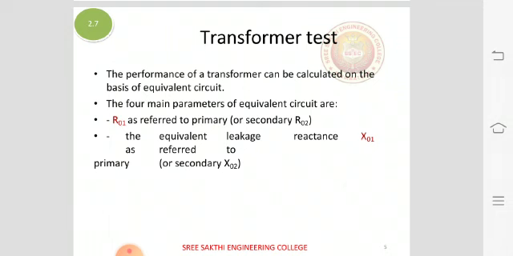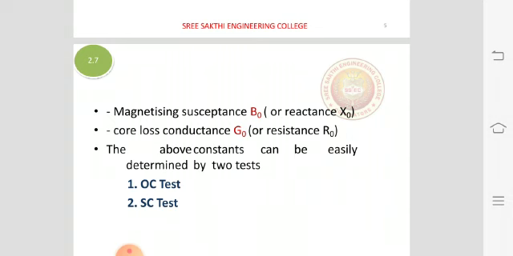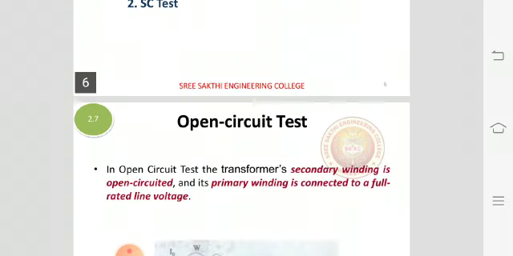Next, we are going to test the performance of the transformer by using the open circuit test and short circuit test. The performance of a transformer can be calculated on the basis of the equivalent circuit. There are four parameters of the equivalent circuit. R01 is referred to primary and R02 to secondary. The equivalent leakage reactance X01 is referred to primary or X02 to secondary. Then magnetizing susceptance B0 and core loss conductance G0. The above constants can be easily determined by two tests. One is the open circuit test and another one is the short circuit test.